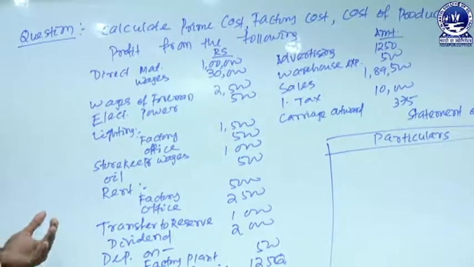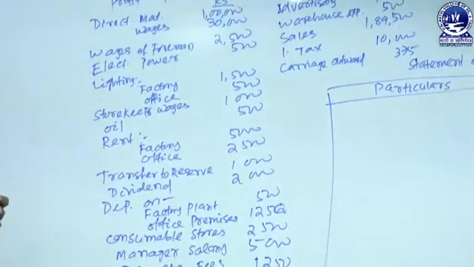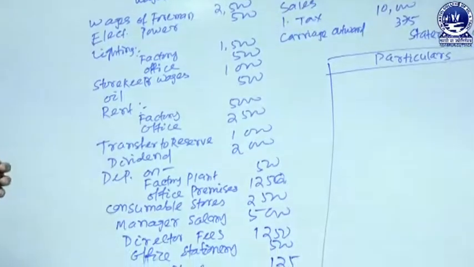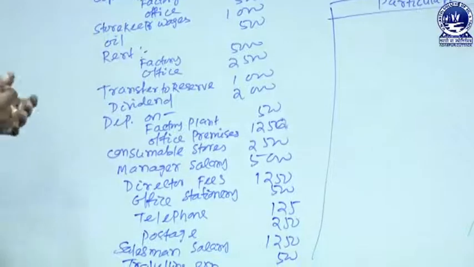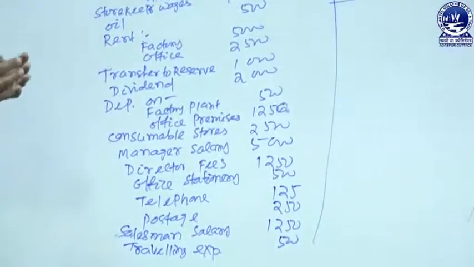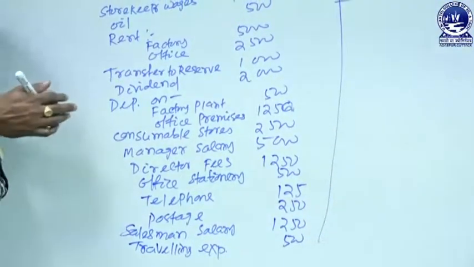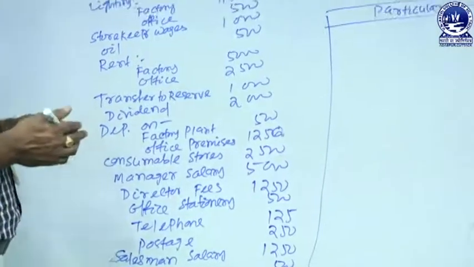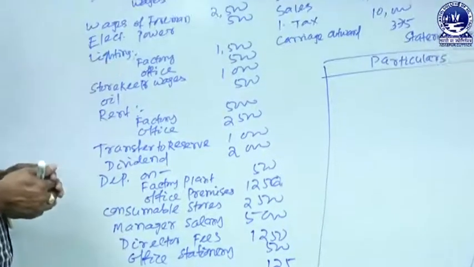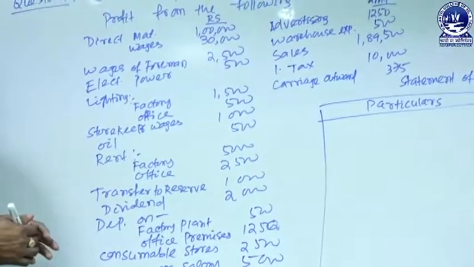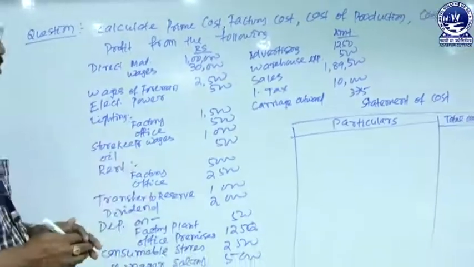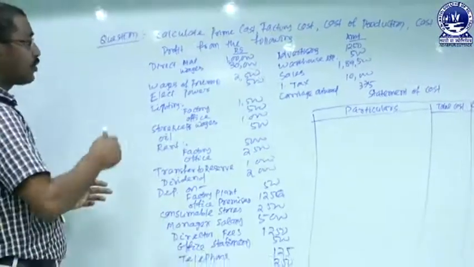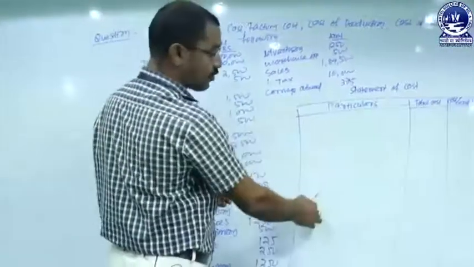Some examples are income tax, transfer to reserve, or appropriation of profit, such as dividend, or any other such item. Purely those are not taken into consideration at the time of preparation of a cost sheet. So if such items of income or expenses are given, we will not consider them at the time of preparing a cost sheet. So how will we prepare it? This is the format of a cost sheet.